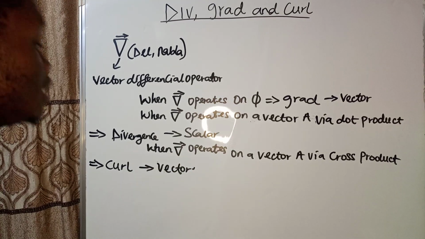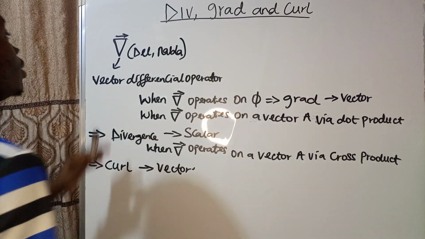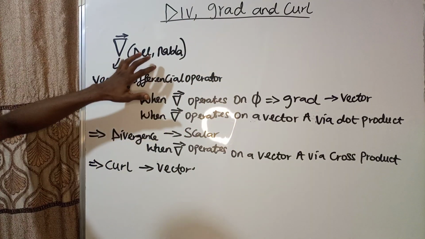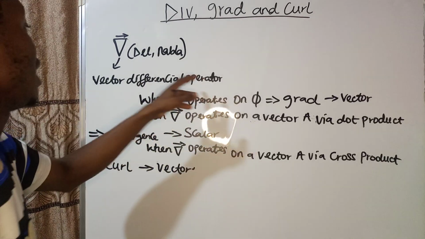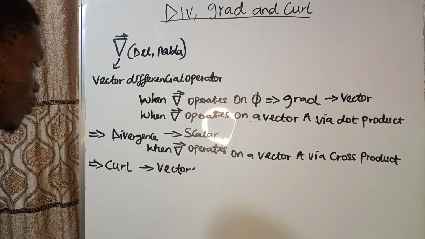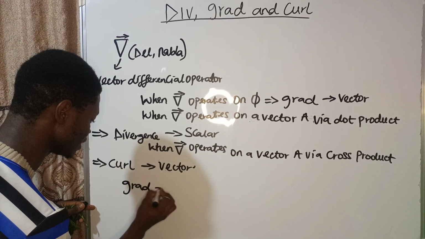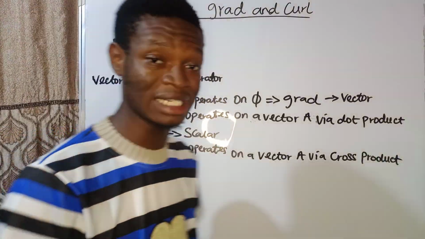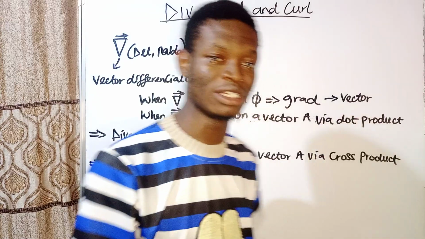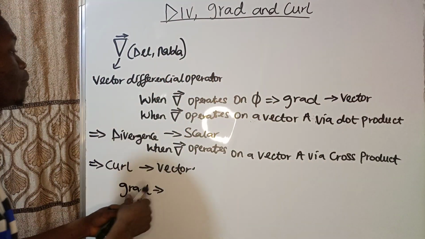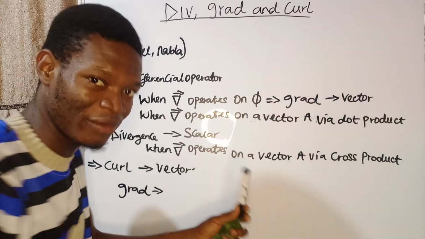Now, seeing this, I'm going to clean this side. What is this thing telling us? That this thing is called del or nabla, depending, also called the vector differential operator. Now, what is grad? That's gradient. In plotting a graph, gradient is the rate of change of y over x, so gradient means change in y over change in x.